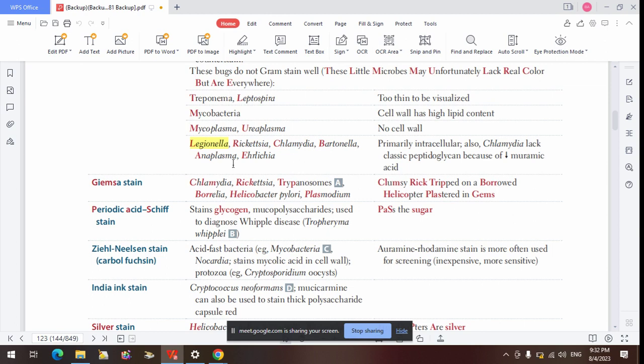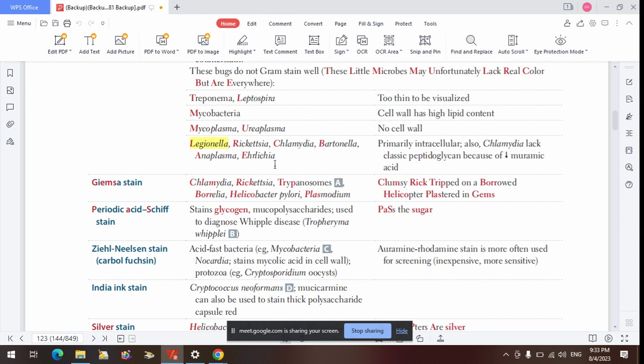Now, let's go back to all these intracellular organisms and try to separate them. I've said that Chlamydia and Rickettsia, we try to pair them together. If you cannot Gram stain Chlamydia and Rickettsia, what stain can we use? You can use Giemsa. So we already have four organisms for Giemsa: our protozoans, which include Trypanosomes and Plasmodium, and our Chlamydia and Rickettsia.